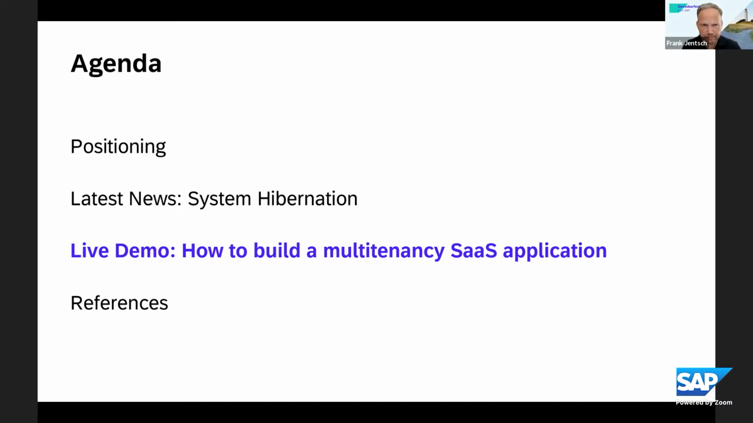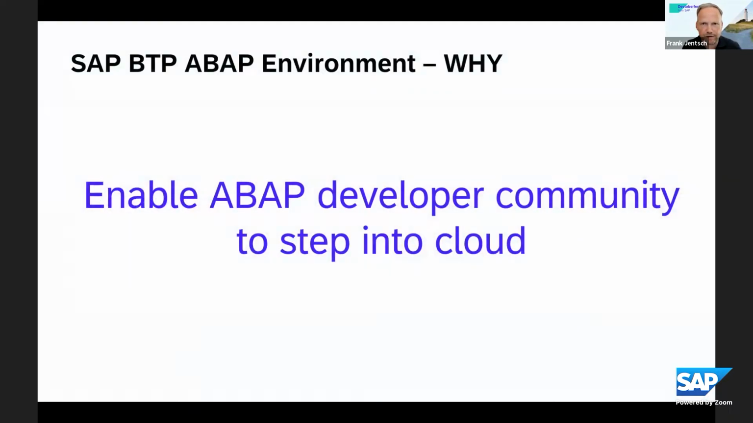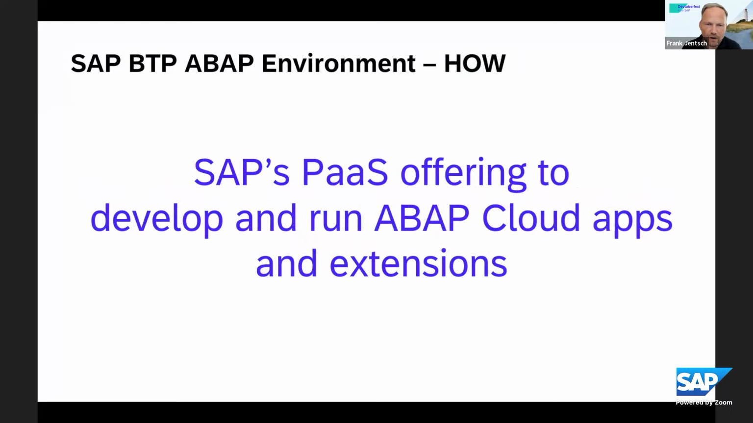But let us start with the positioning of Steampunk, and you noticed I'm using the term Steampunk, which is the internal project name of our product, but this is well known also externally. Steampunk is nothing else than SAP BTP ABAP environment. Why did we introduce this product? We want to enable the ABAP developer community to step into the cloud. How are we doing this? We are providing a platform as a service offering to develop and run ABAP cloud apps and extensions.